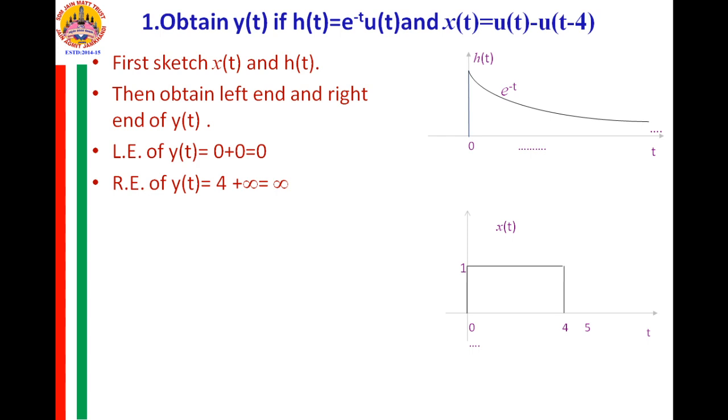Now, let us reflect x of tau about the origin, and sketch both these h of t and x of t with respect to the variable tau. So, we need to evaluate the convolution integral with respect to tau, that is h of tau into x of t minus tau d tau. As the left end of y of t is 0, y of t definitely will be equal to 0 beyond this range. So, for t less than 0, y of t is definitely equal to 0.